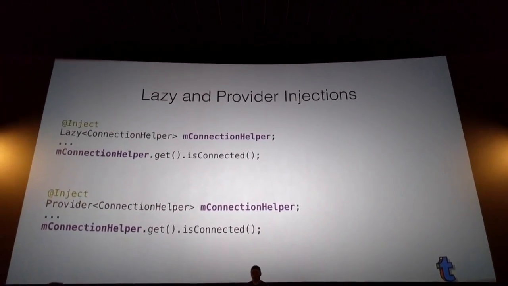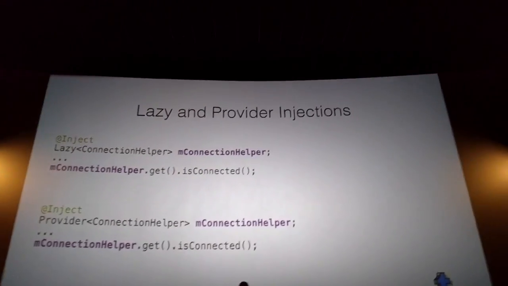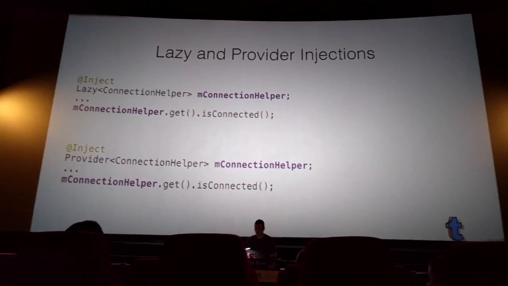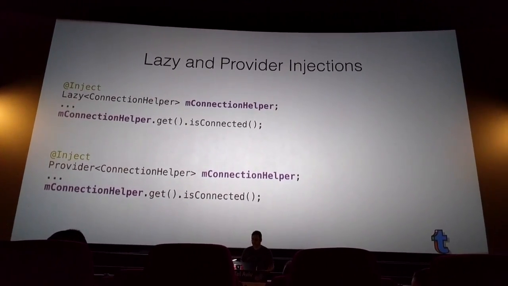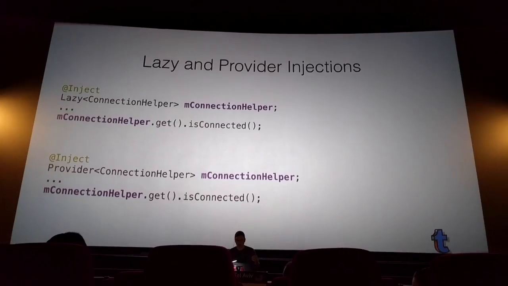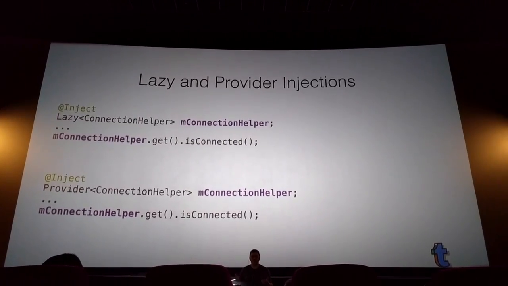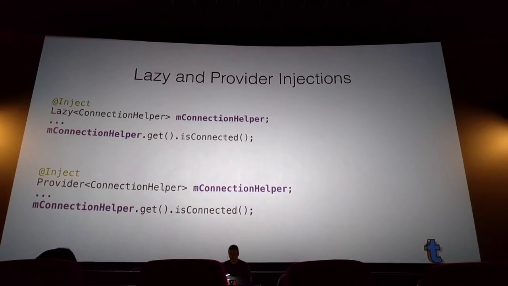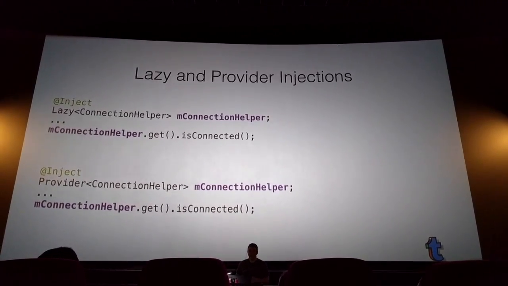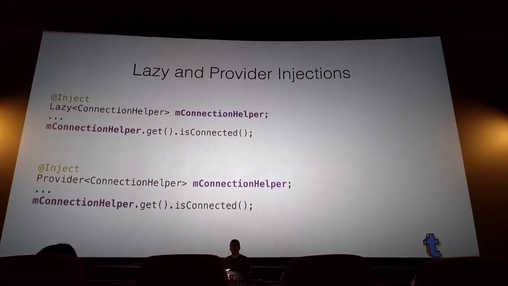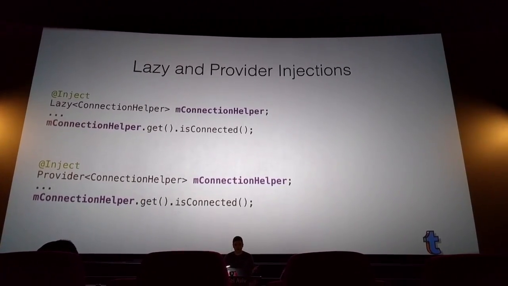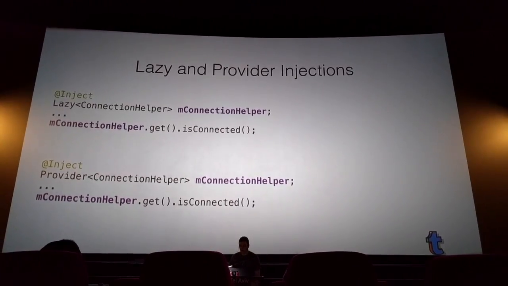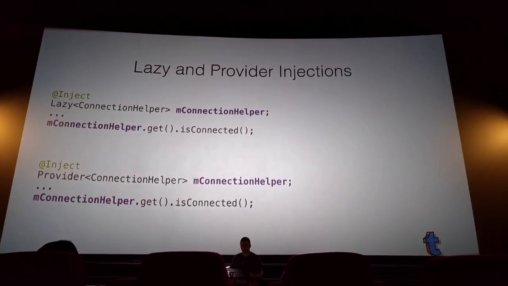Lazy injections and provider injections are, again, very, very useful, especially when you want to defer instance creation until later. Perhaps you only need this object if something goes wrong, or if the user takes a specific action in the app. Basically, you don't always need it. You only need it under certain cases. And then the provider injection is similar.